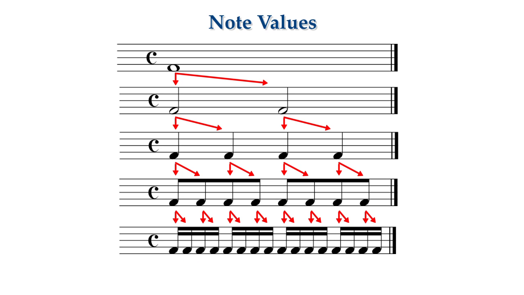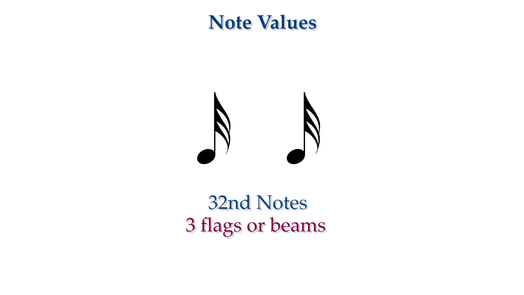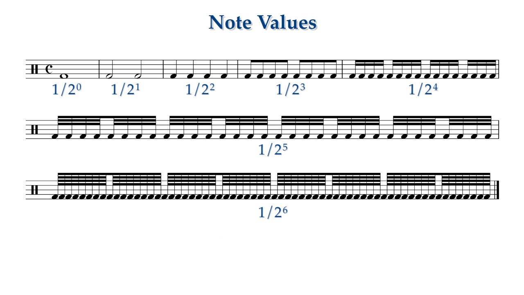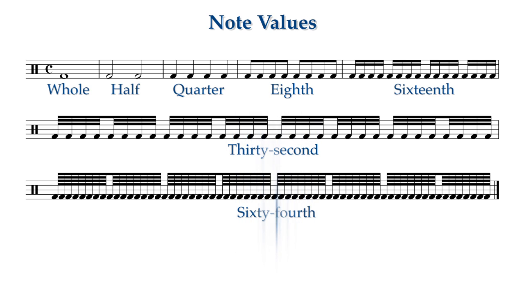We usually use beams instead of flags to group notes together into beats or sometimes half measures, as this is easier to read. 16th notes beget 32nd notes, 32nd notes beget 64th notes, 64th notes beget 128th notes, but don't worry about these yet. Our duration values are the inversion of the powers of 2: 1, 1/2, 1/4, 1/8, 1/16, and so on.